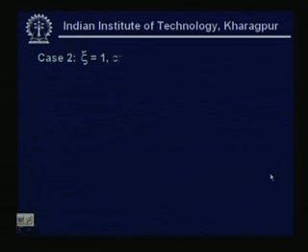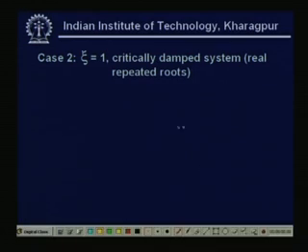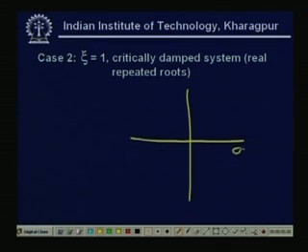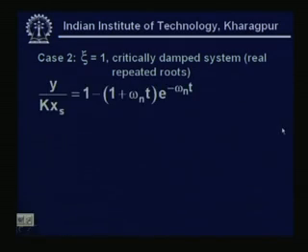Now in case 2, when xi is 1, it is a critically damped system with real repeated roots. How does it look? It looks like that on the sigma j omega plane: real repeated roots, one root over the other. So it is a critically damped system. In that case my normalized output will be y upon k xs equal to 1 minus (1 plus omega n t) multiplied by e to the power minus omega n t.